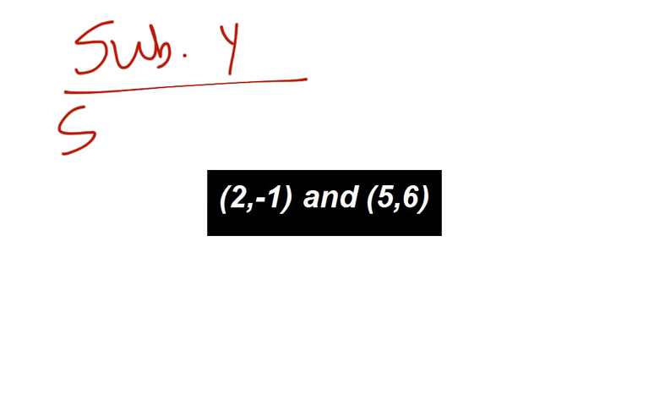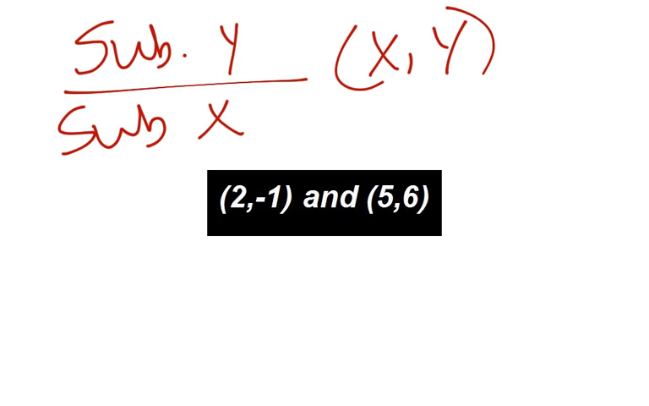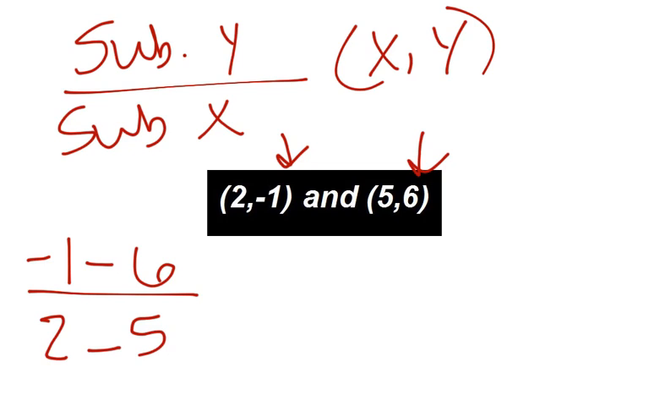If they give you points, you're going to use your calculator. Remember that you subtract the y's on top and you subtract the x's on bottom. Remember that a point is given x comma y, and you must use the same point for your first y and your first x. So if I subtract the y's on top, that's negative 1 minus 6, because there's my first y, there's my second y. On the bottom, it would be 2 minus 5, because there's my first x and there's my second x.